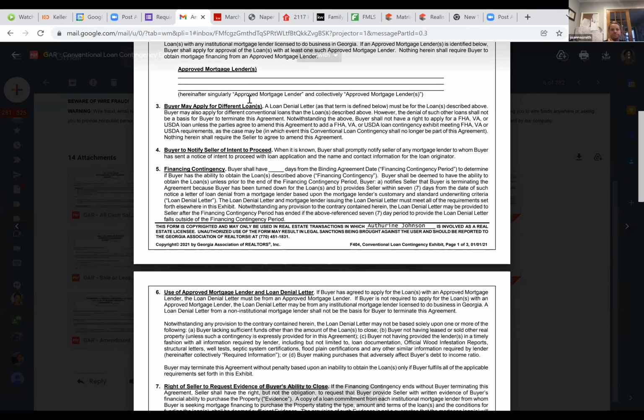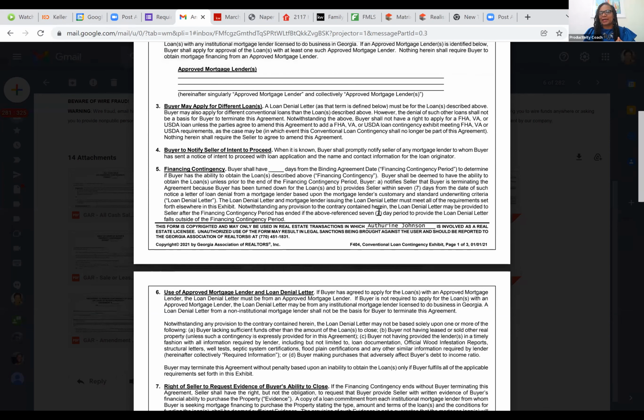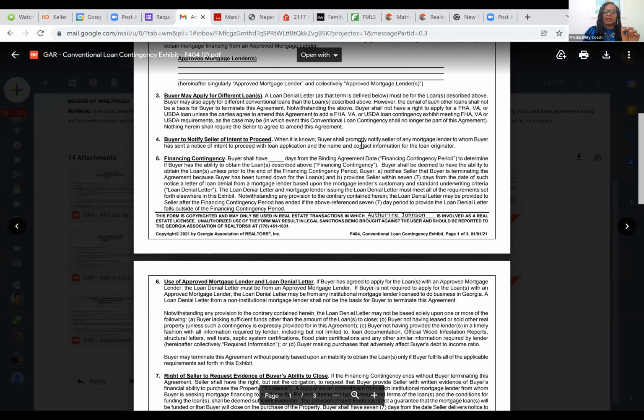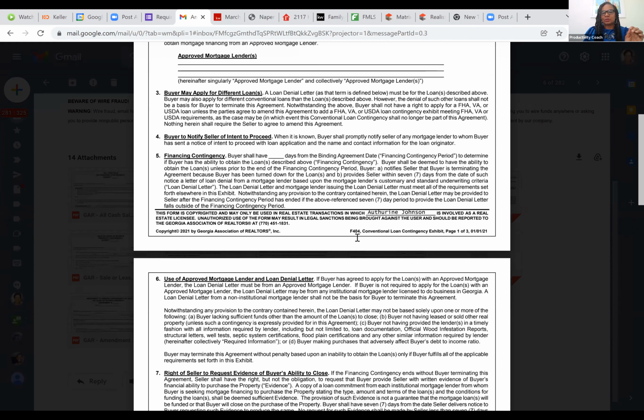Okay, so the loan denial letter must be for the loan described above. This is why I tend to leave it blank, because my buyers might still be shopping around. Does that make sense? Right? Okay, so the loan denial has to be from the person up here. If the loan is denied, then we have the option to apply to somebody else, as long as the seller is willing to wait.